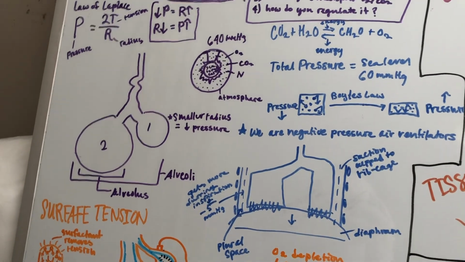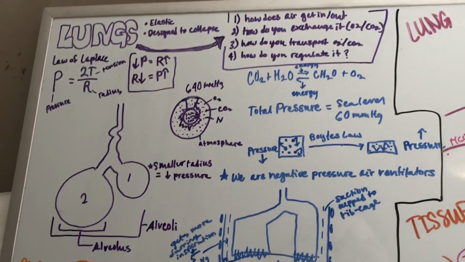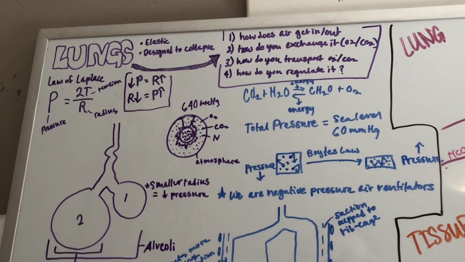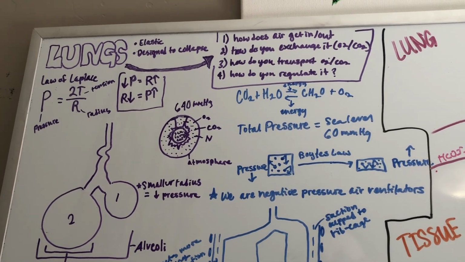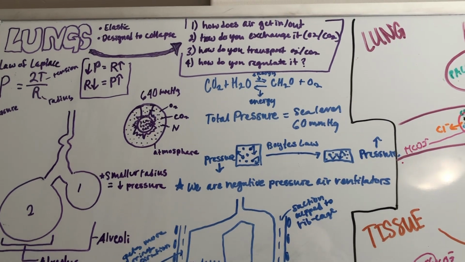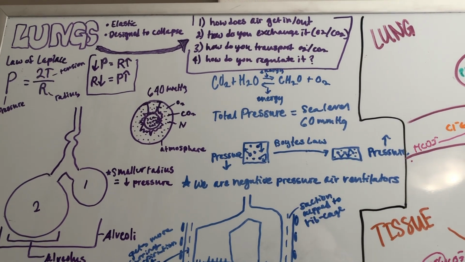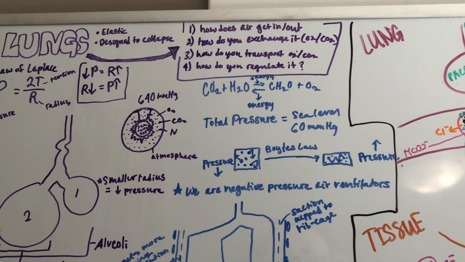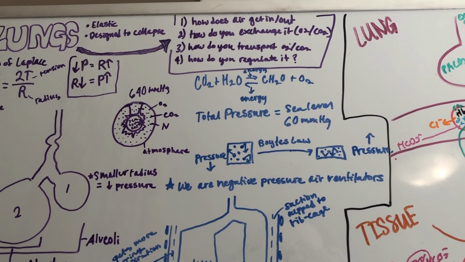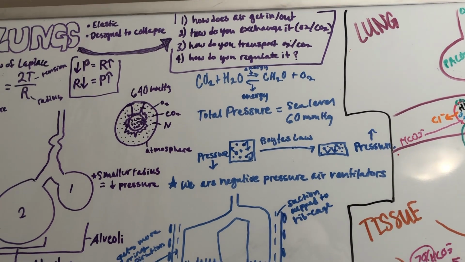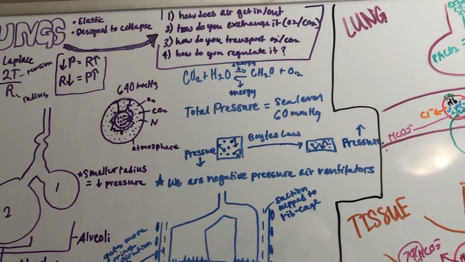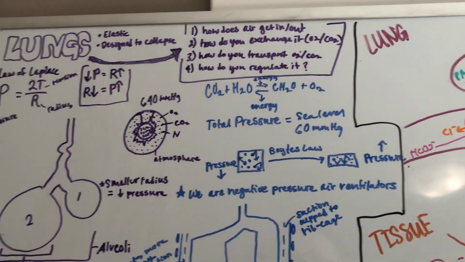So lungs are elastic and they are designed to collapse. So we've got 4 different things that we need to know about the lungs. We need to know how air gets in and out. We need to know how do you exchange it, or exchange the O2 and CO2. How do you transport that O2 and CO2? And how do you regulate it?